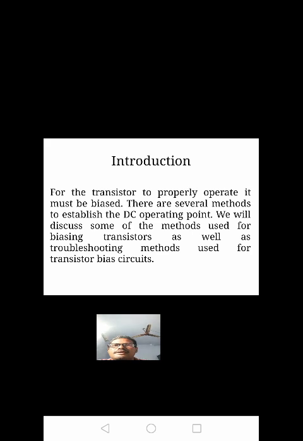Introduction to the transistor biasing circuits. For the transistor to properly operate, it must be biased. Compulsory, we need biasing. For the transistor to operate properly, it must be biased already. There are several methods to establish the DC operating point. So many methods are there for the DC operating point.